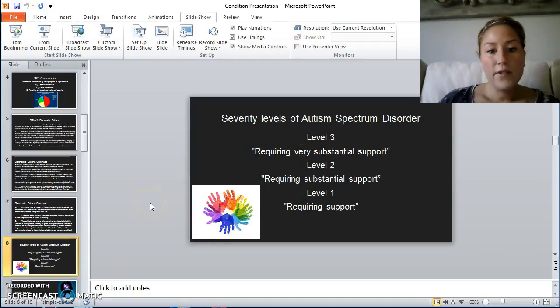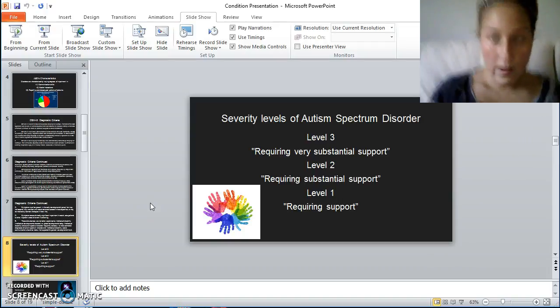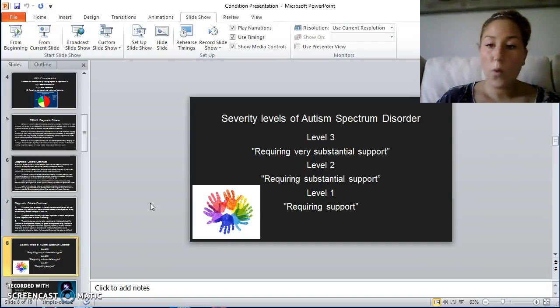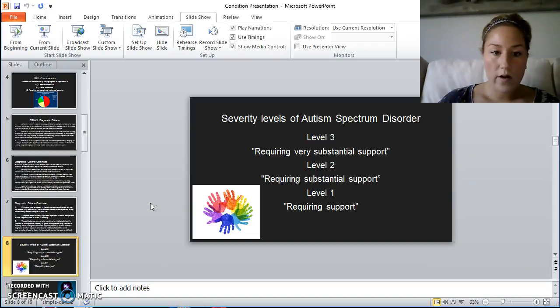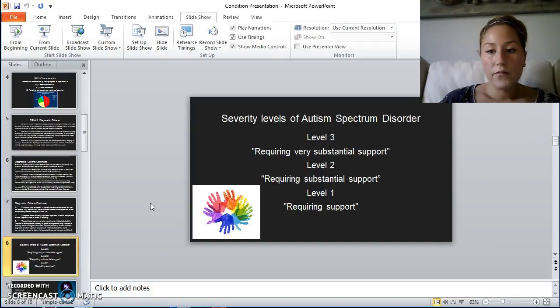So for the severity levels of autism, there are 3 different levels. Level 1 is requiring support. Level 2 is requiring substantial support. And level 3 is requiring very substantial support. And these levels are used for these children to get services.